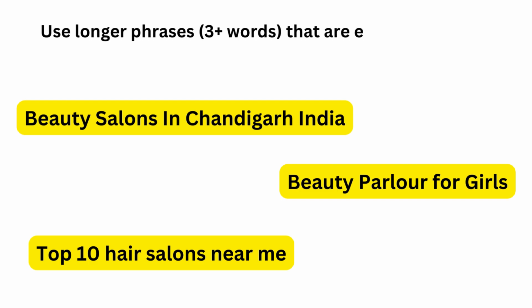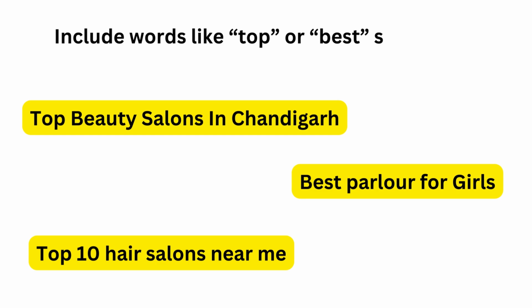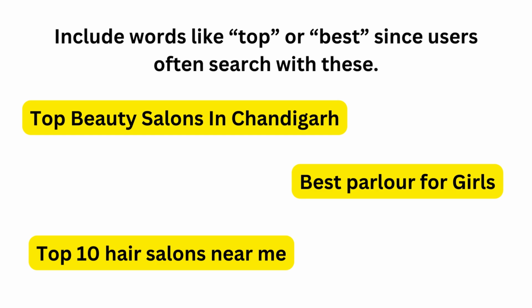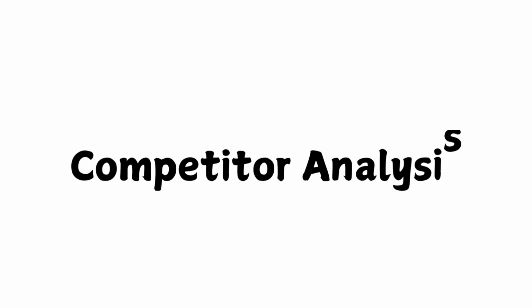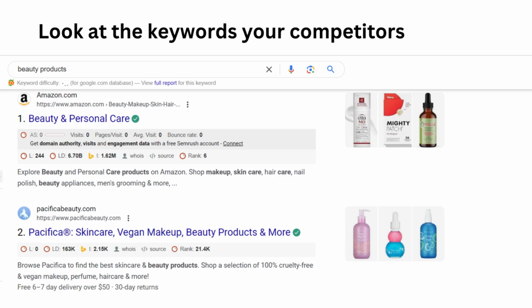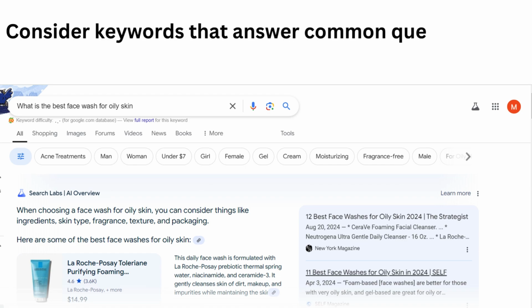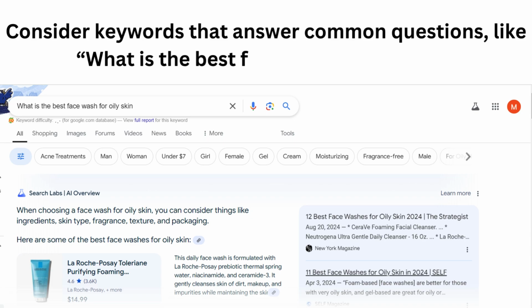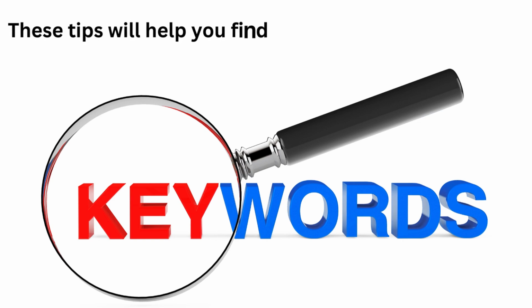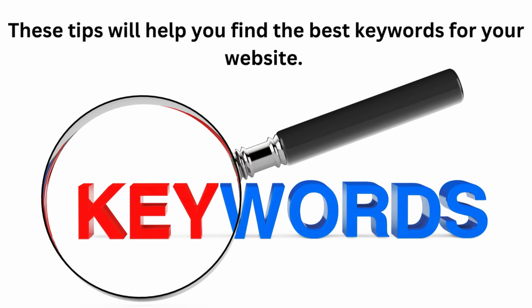Long tail keywords. Use long phrases, 3+ words, that are easier to rank for. Special words. Include words like top or best, since users often search with these. Competitor analysis. Look at the keywords your competitors are using. Question based keywords. Consider keywords that answer common questions, like what is the best face wash for oily skin, etc. These tips will help you find the best keywords for your website.